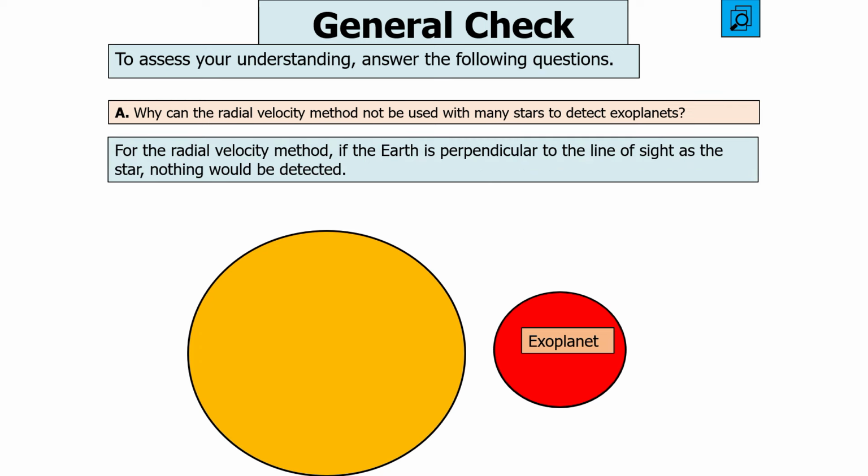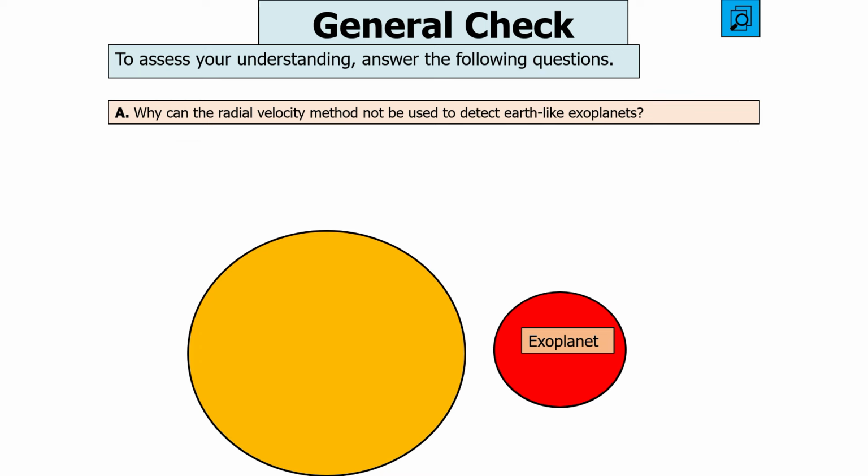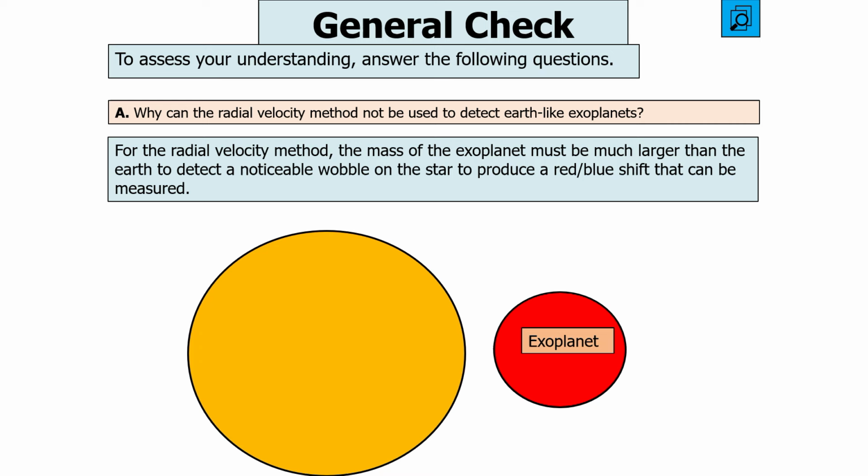The radial velocity method can only be used if the Earth is in line with the line of sight of the star. If the Earth is perpendicular to the line of sight to the star, nothing will be detected. Why can the radial velocity method not be used to detect Earth-like exoplanets? The mass of the exoplanet must be much larger than the Earth to cause a noticeable wobble on the star, producing a redshift and blueshift that can be measured.